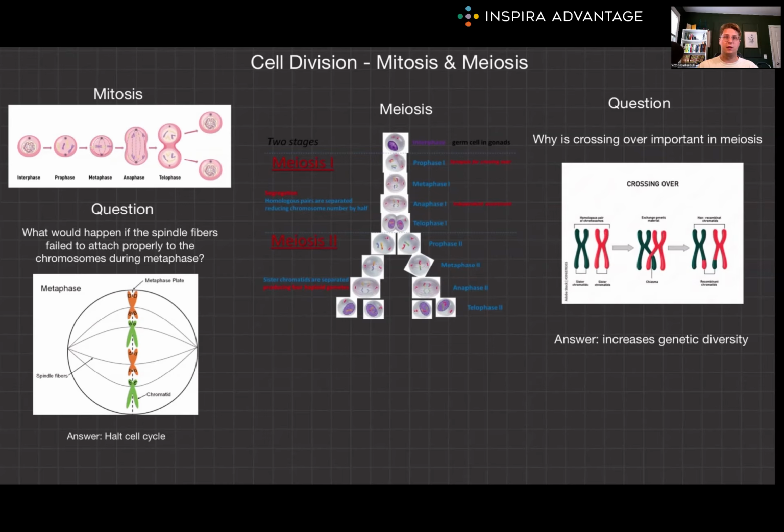Today we're diving deep into cell division. We'll be exploring the two main types, mitosis and meiosis. These processes are fundamental to life, allowing organisms to grow, repair tissues, and reproduce.